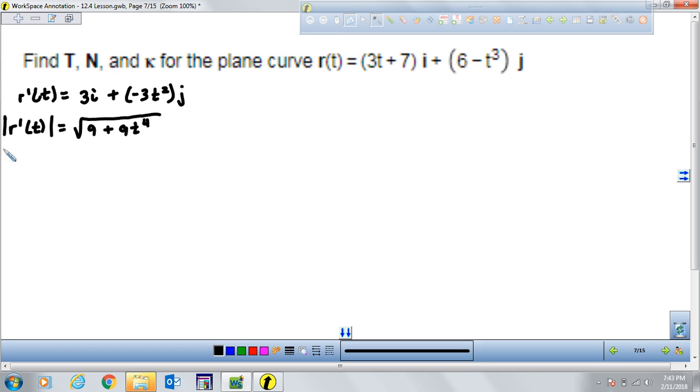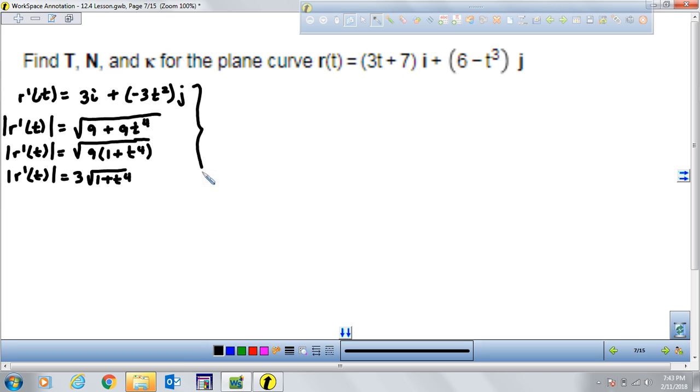And there's only a few things we can do here to reduce this. The only thing we can do is factor a 9 right here. That leaves us with 1 plus t to the 4th power. And then we can get the square root of the 9, which is equal to 3. So that's the most we can do right here. That would be 3 times the square root of 1 plus t to the 4th power.